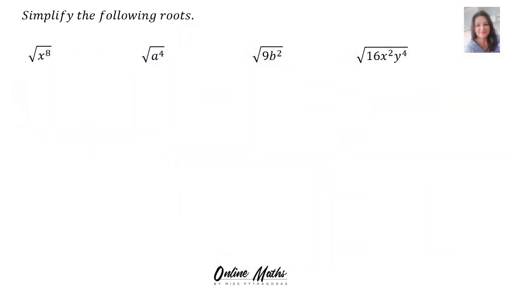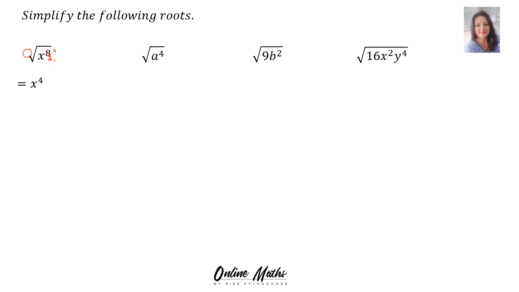Let's simplify the following roots. When I give you the square root of x to the 8, you take the invisible 2 and you divide the exponent by 2. And then you will say 2 goes in itself once, 2 goes into 8 4 times. Therefore, the answer is x to the power of 4.